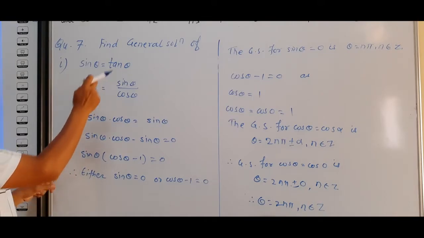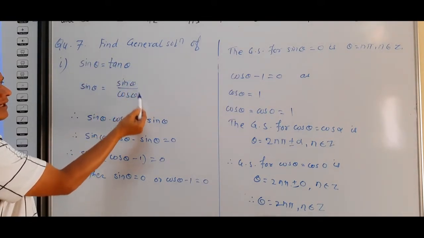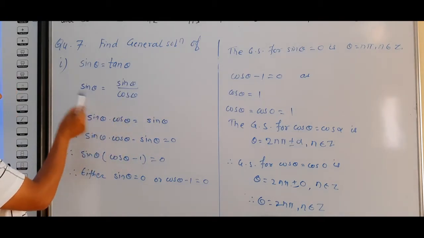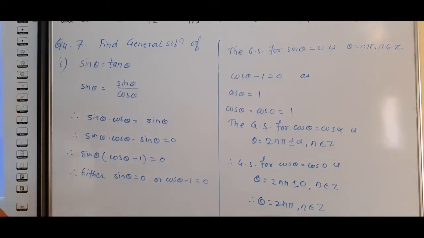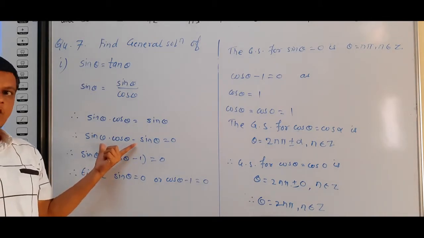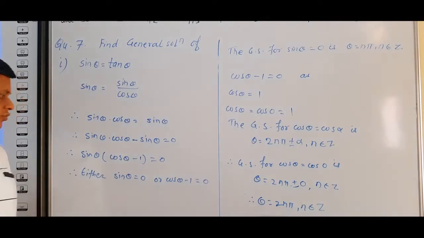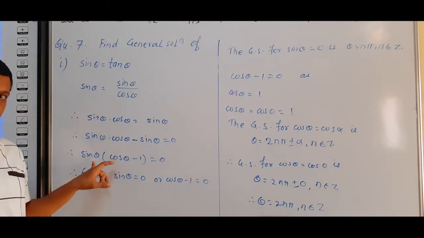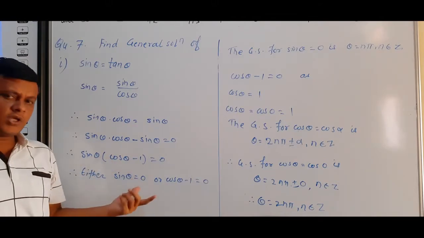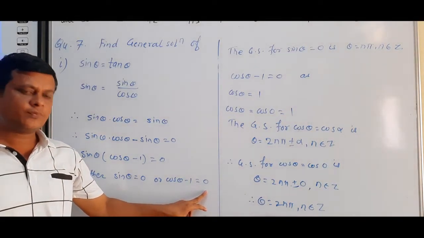So we have to write this tan theta in terms of sin and cos first. We write tan theta as sin theta upon cos theta. After cross multiplying, we get on the LHS sin theta into cos theta is equal to sin theta. Now we have to take sin theta common. So we write sin theta common, cos theta minus 1 equals 0. This is of the form a into b equals 0. Either a is 0 or b is 0. So we write sin theta equals 0 or cos theta minus 1 equals 0.